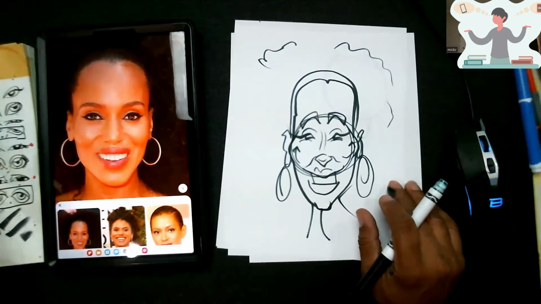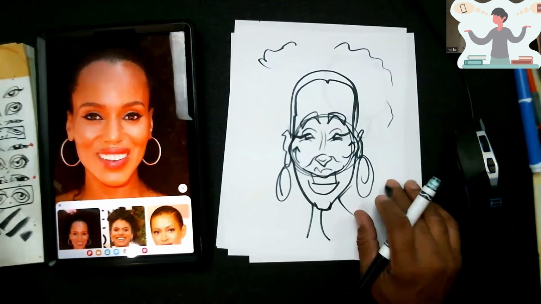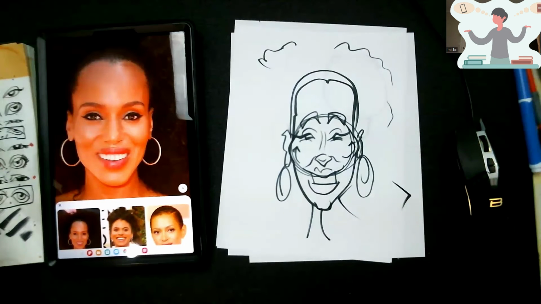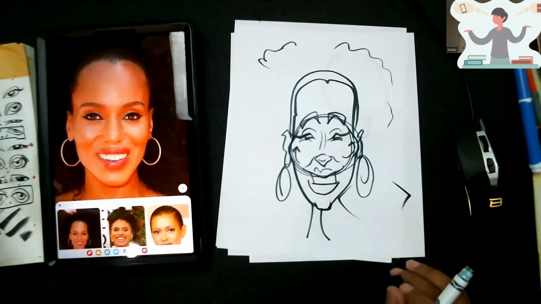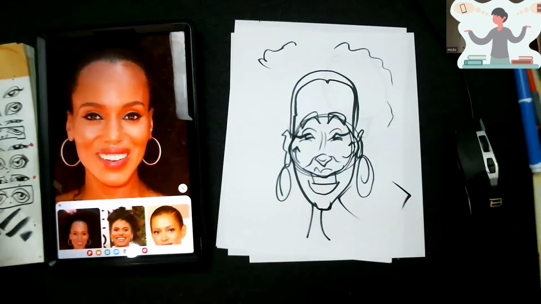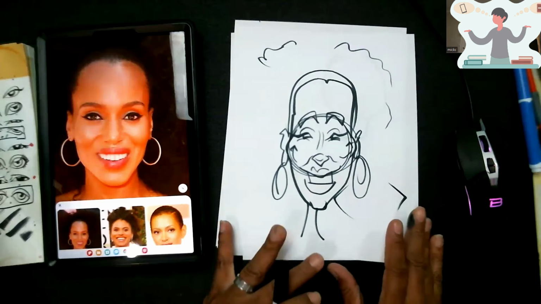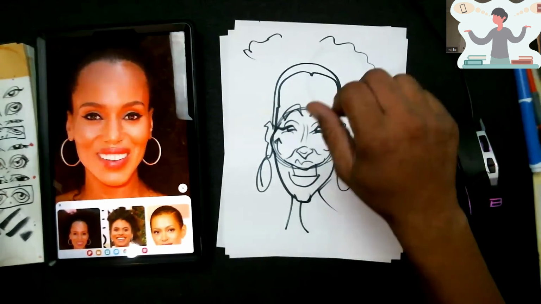Right. It's all about a rhythm to the face. And once you start seeing the rhythm, then you can dance. Right? I don't know. I just, that was a boom boom. I just came up with that.